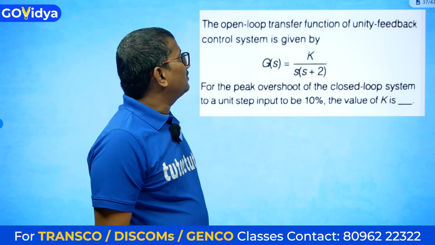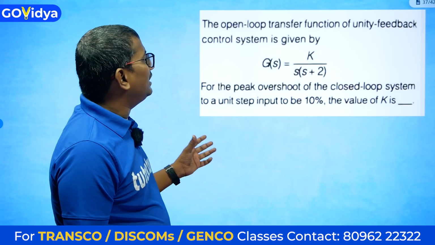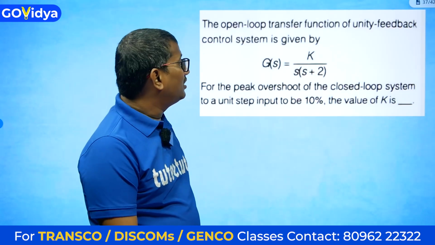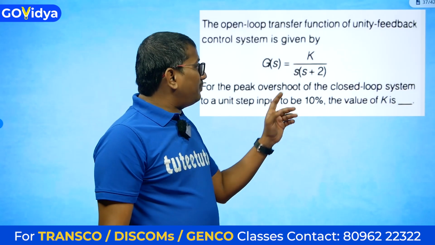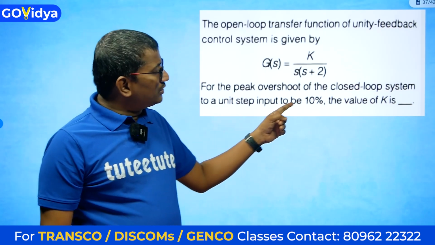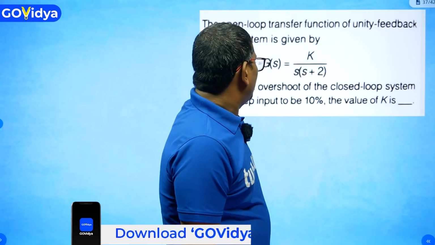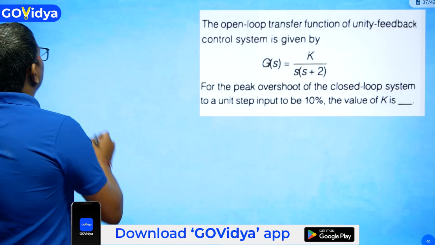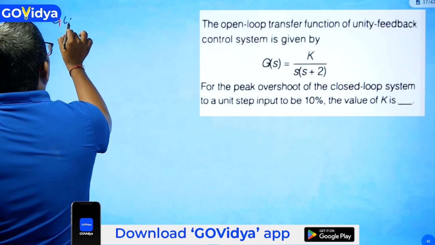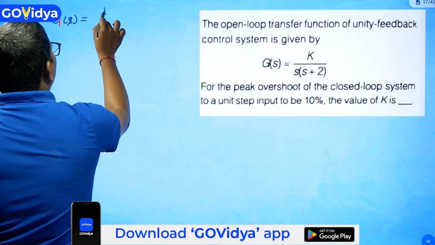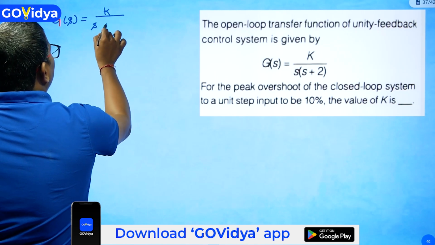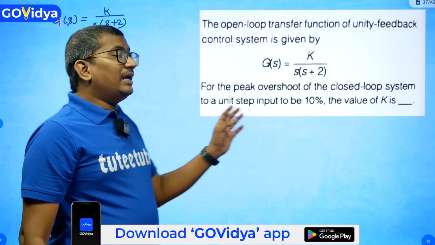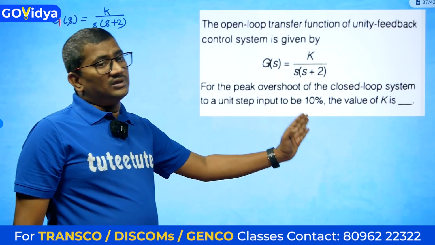So if you see, as per the given question, the open loop transfer function of a unity negative feedback system is given. If they have mentioned unity feedback, obviously it is a negative feedback system only. And the peak overshoot of the closed loop system for unit step input is 10%. That means they have given peak overshoot of 10%. What is the value of k? So as per the data, G of S is equal to k upon S into S plus 2. This is open loop. But they are telling that peak overshoot of closed loop system is 10%.